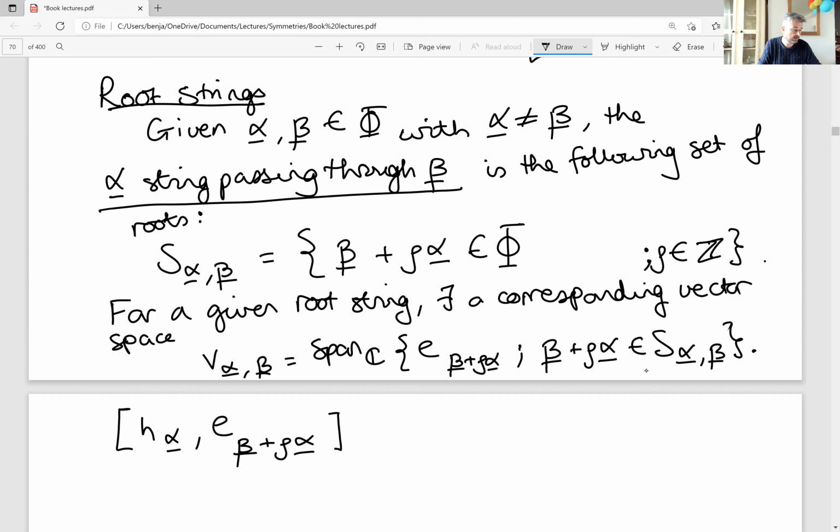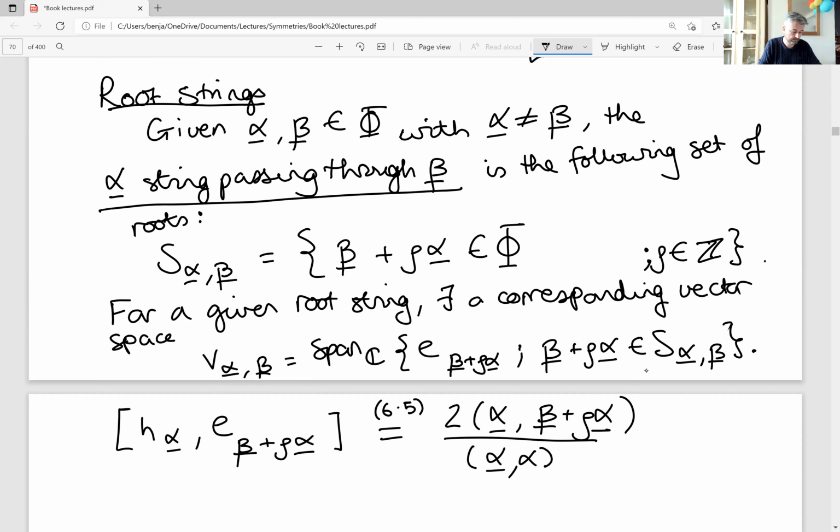Okay, so now we use the Lie algebra that we wrote down in our normalized basis, from 6.5, I think I called it. This comes out to be twice times the inner product between alpha and an element of the root string, times E beta plus rho alpha. So this I'll call equation 6.6.